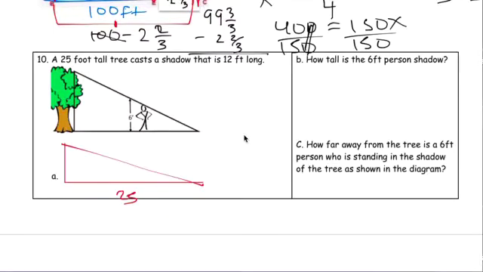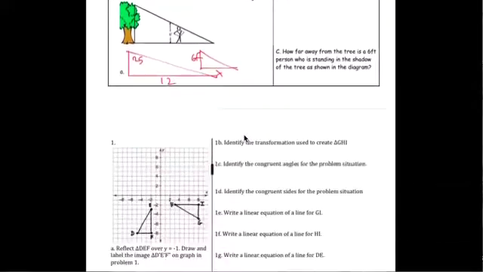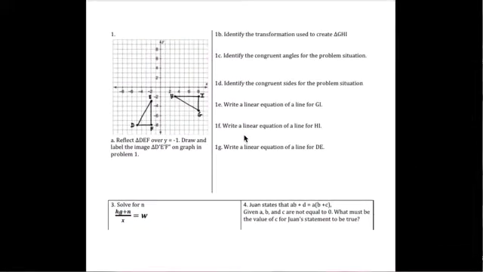Oh no, not 25, 12. The tree is 25 feet, 12 feet, and the person is 6 feet. Cast a shadow, we don't know. Solve for x just like the other one, then take away just like the other one. So good luck with that one. Okay, this one will definitely be on there.